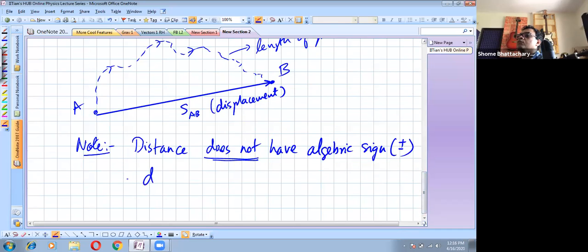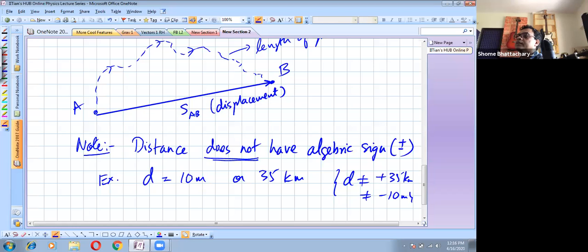So distance will always be said to be 10 meters or 35 kilometers. We will not say that distance is equal to plus 35 kilometers, or that it is equal to minus 10 meters. Algebraic sign just doesn't make sense, because we're talking about the path length. We're actually talking about a measurement of a length, and it has nothing to do with the direction. So there's no context of algebraic sign.